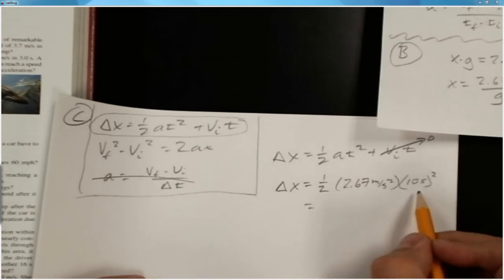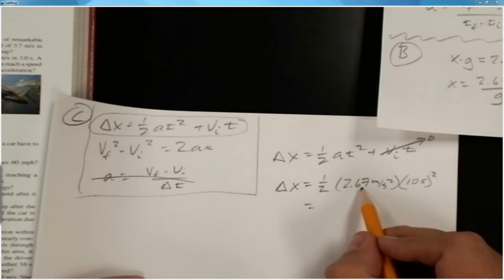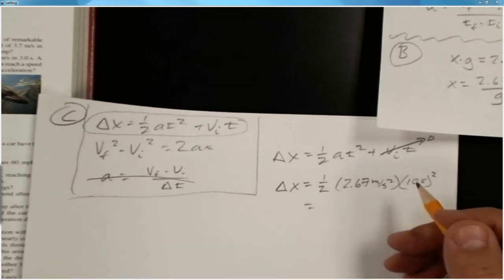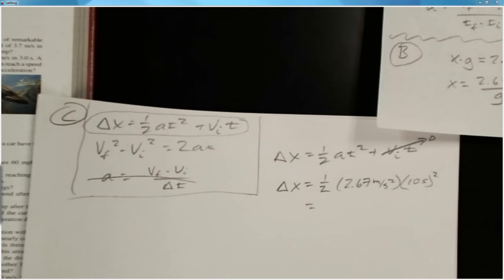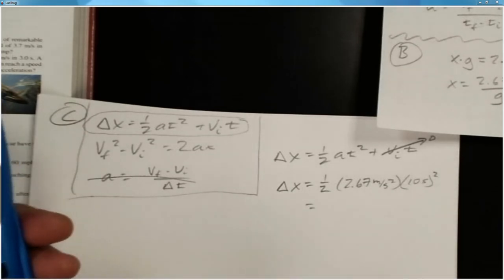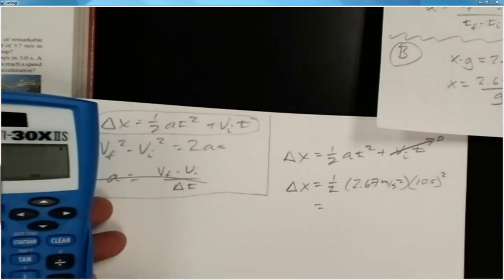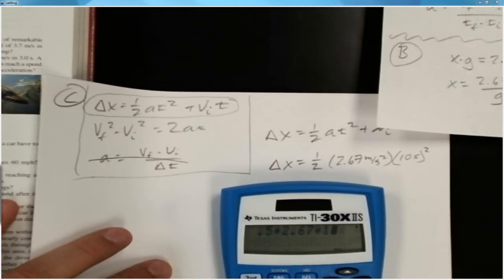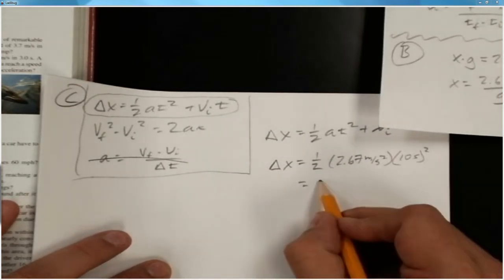So 10 times 10 is 100, half of that is 50, 50 times 2 is 100 plus the 50 times 0.67. So that's going to be like 100. I should just do it. 0.5 times 2.67 times 10 times 10. It's 133.5.